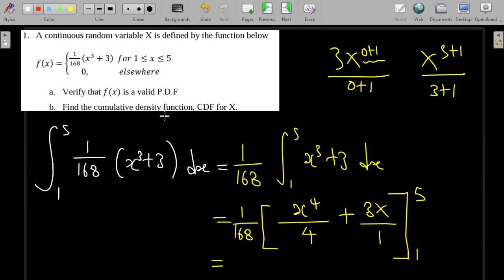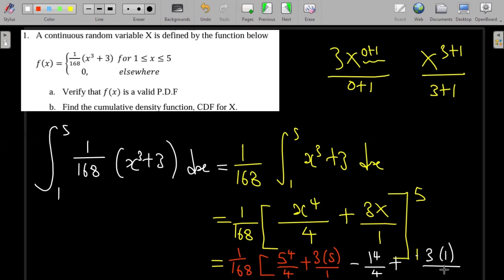So this will be 1 over 168. And then in the brackets, wherever there's x, I put 5 now. So 5 to the power 4 over 4 plus 3 multiplied by 5 divided by 1. Okay, we're done with 5. Now we substitute the 1. So where there's x, that is 1 to the power 4 over 4, and then plus 3 multiplied by 1 divided by 1. So that is what we have there.